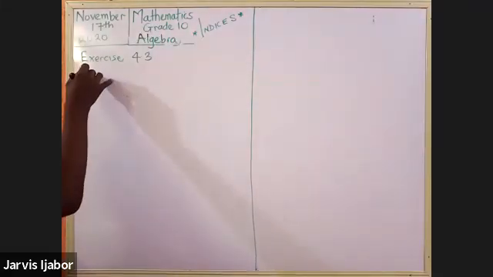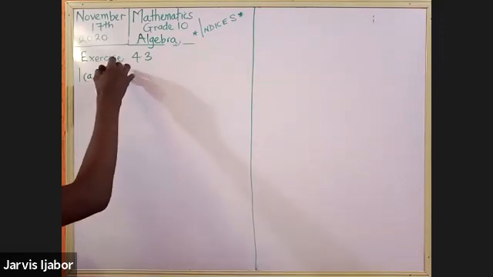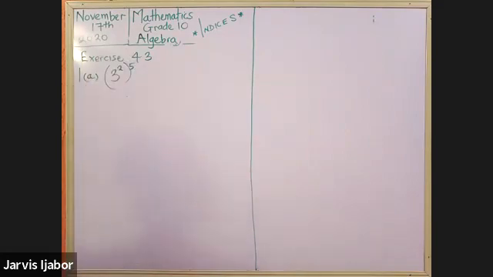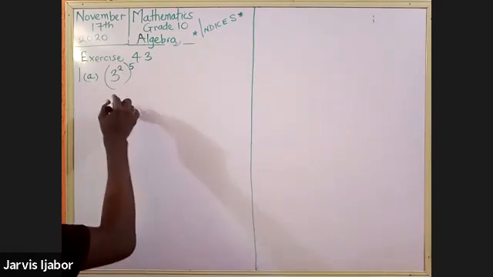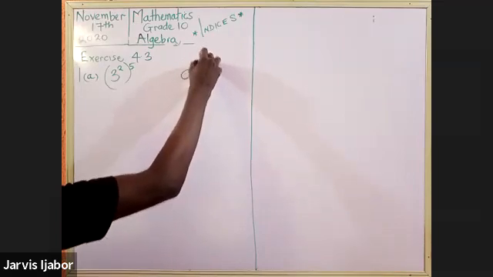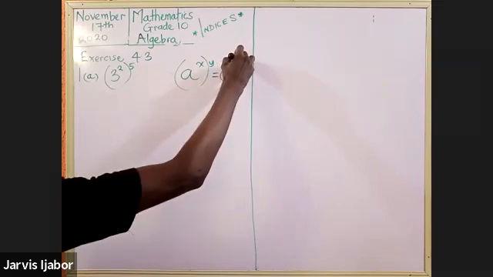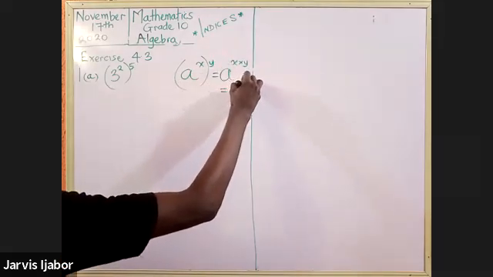Now look at question 1A. 1A says 3 raised to the power of 2, all raised to the power of 5. Now remember that we had applied a law that says when you have a to the power of x, all raised to the power of y, it will mean a raised to the power of x times y, which invariably becomes a raised to the power of xy.